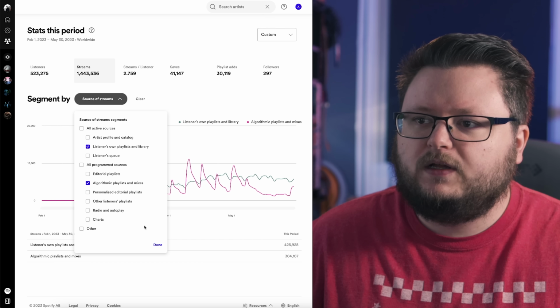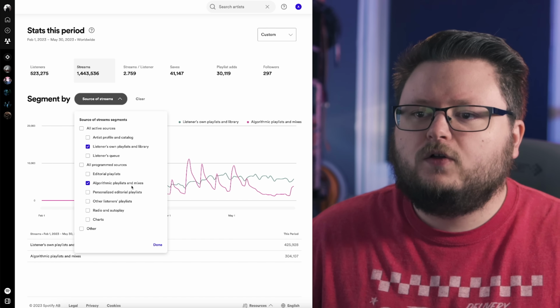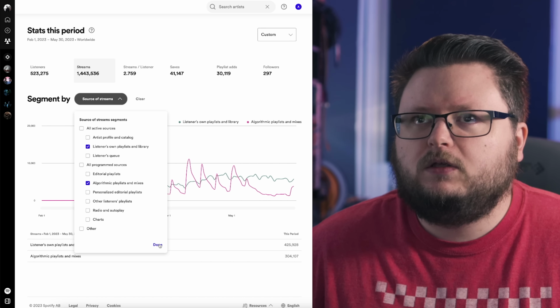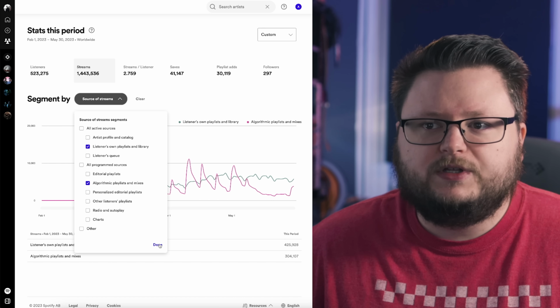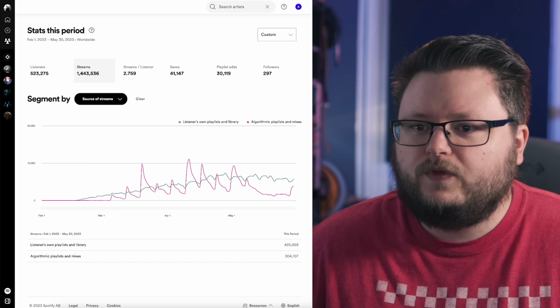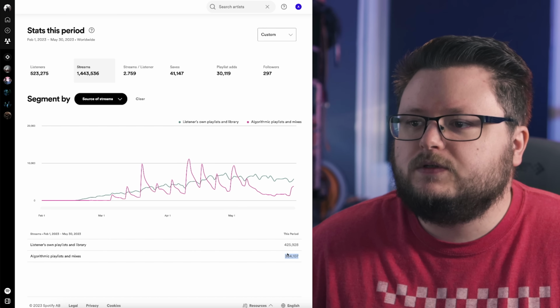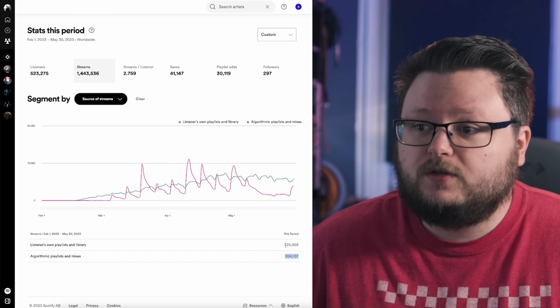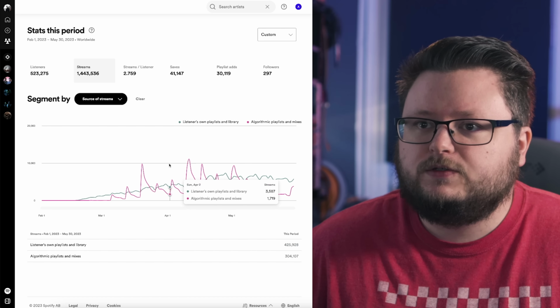I'll turn off artist profile and catalog. So this is algorithmic, specifically Discover Weekly, Your Daily Mix, Release Radar. That falls under algorithmic playlists and mixes. And so that gave us 304,000 streams, which is almost comparable to this recurring listener's stat.